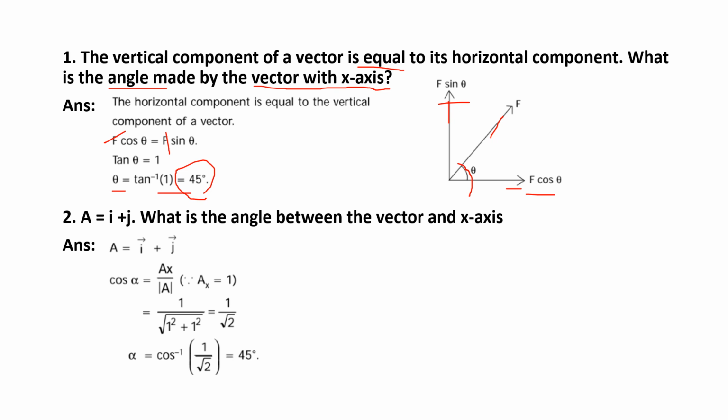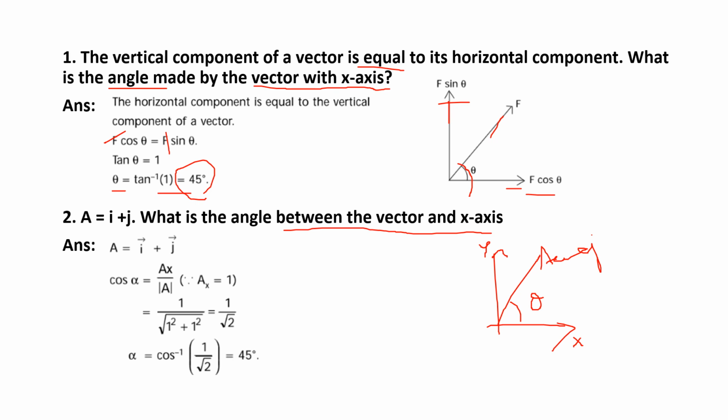The next question. A is equal to i plus j. What is the angle between the vector and the x-axis? Same question. Here also, if you take the diagram, this is the x-axis and this is some random vector, which they have already mentioned as A is equal to i plus j. And here this is the y-axis, no need to mention it. Here we need to calculate the angle between the vector and the x-axis.